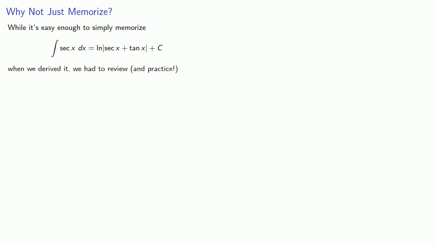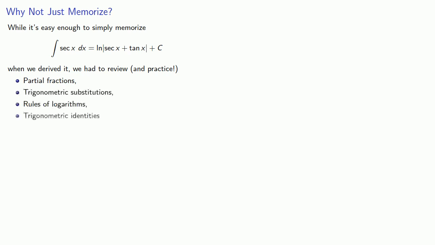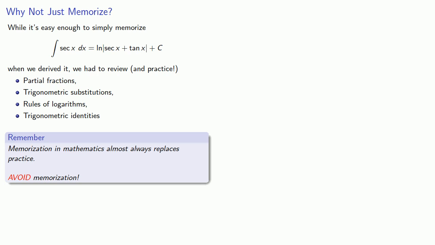So at this point, let's talk about some real mathematics. Well, it's easy enough to simply memorize. The integral of secant is log secant x plus tangent x plus c. The reason that we derived it is we learned or reviewed quite a few important things. And in particular, when we derived it, we had to review and practice partial fractions, trigonometric substitutions, the rules of logarithms, and trigonometric identities. And this is true in general. Memorization in mathematics almost always replaces practice, and so you should avoid memorization.